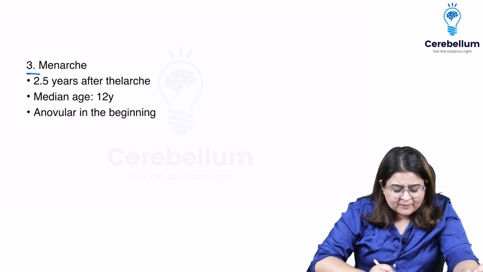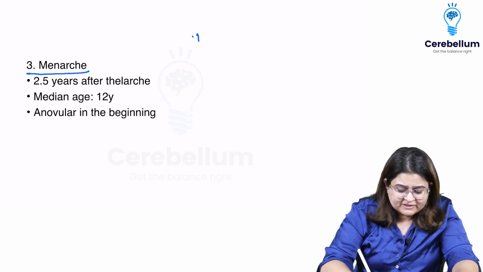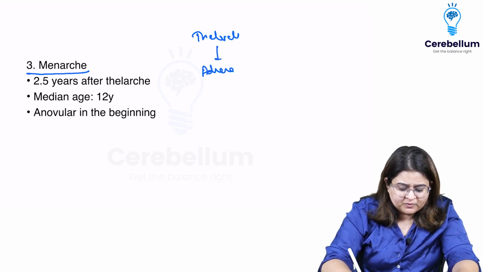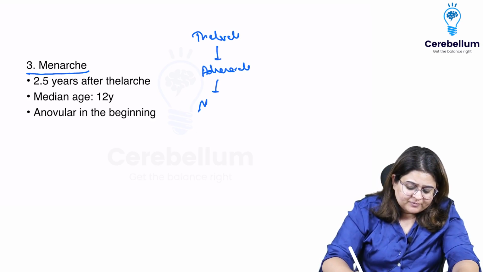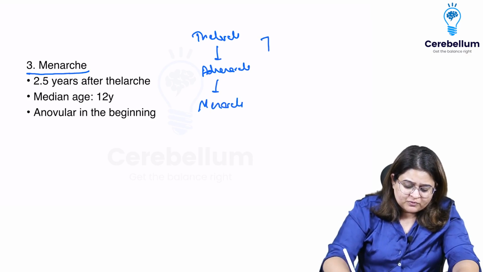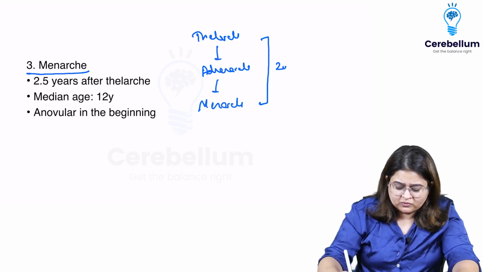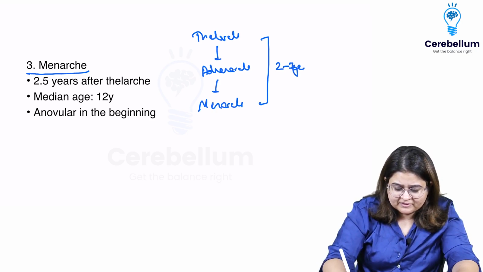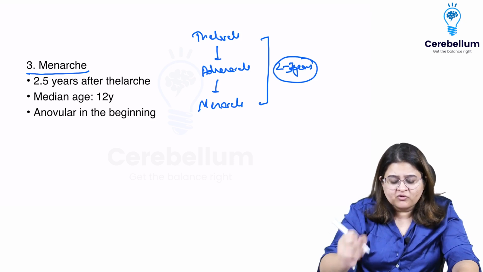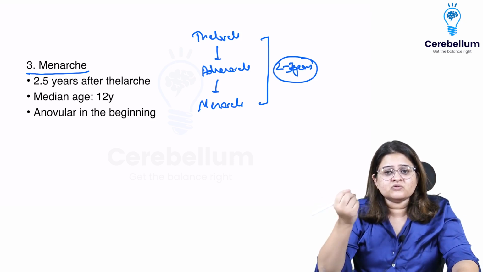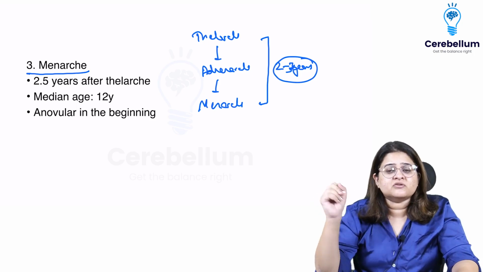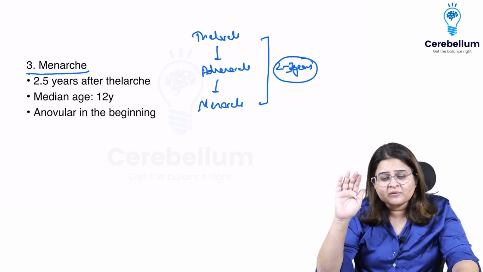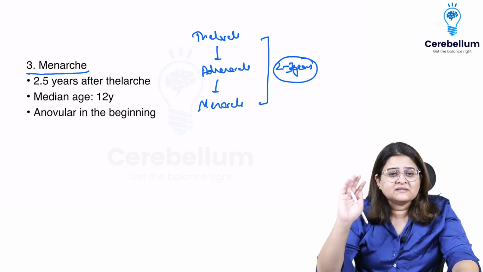Then finally, you have thelarche, then adrenarche or pubic hair, and then menarche. Remember, this whole process takes about 2 to 3 years. In fact, one of the definitions of primary amenorrhea is that there is no menarche even after 3 years of thelarche. So we will take the upper limit between thelarche and menarche as 3 years.